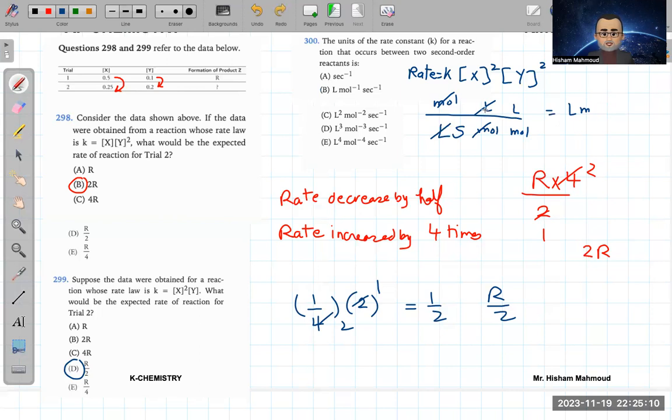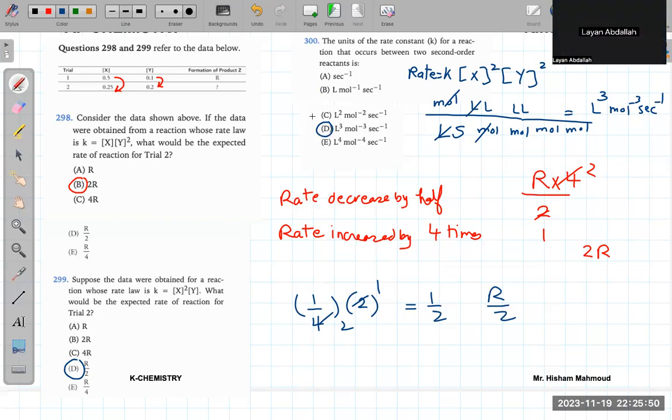Just because we want to, doesn't mean that this is twice and this is twice. So again, mole, liter. So it is L. Wait a second. Mole with mole, liter with liter. Correct? Yeah. So it is liter cubed, mole to the -3, second to the -1. Excellent. So it is D. Okay, that was a very good practice.